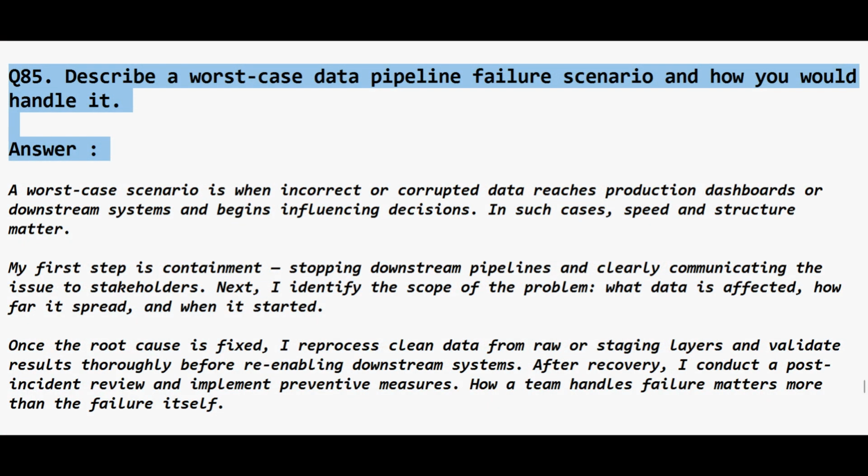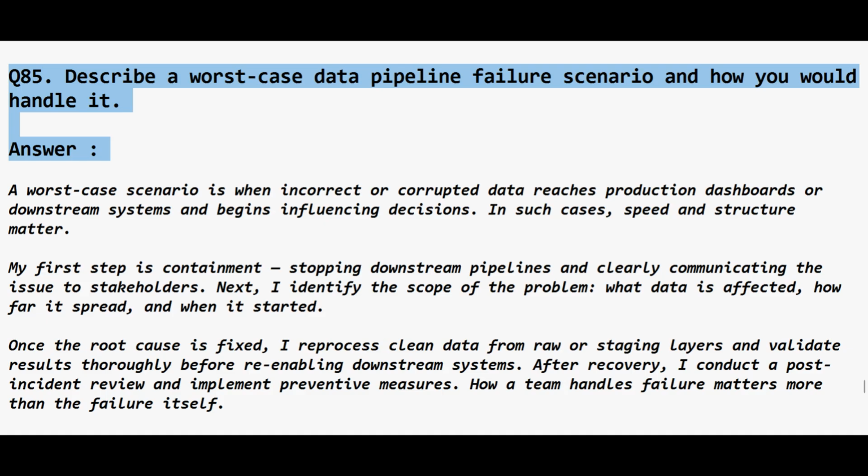Question 85. Describe a worst-case data pipeline failure scenario and how you would handle it. Answer. A worst-case scenario is when incorrect or corrupted data reaches production dashboards or downstream systems and begins influencing decisions. In such cases, speed and structure matter. My first step is containment, stopping downstream pipelines and clearly communicating the issue to stakeholders. Next, I identify the scope of the problem. What data is affected, how far it spread, and when it started.